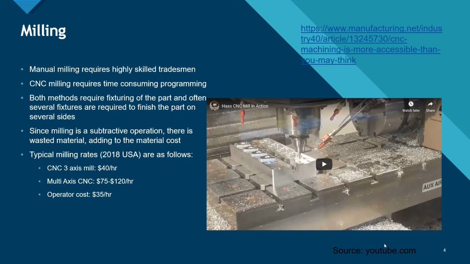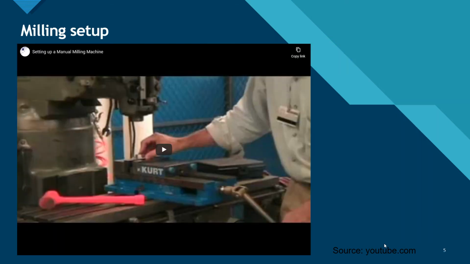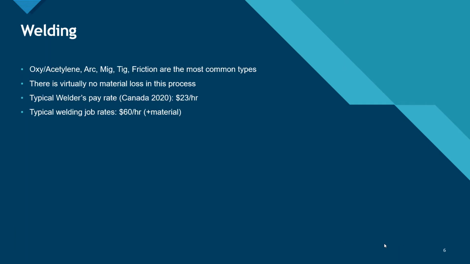Typically, shops will charge $40 an hour and up for a 3-axis mill, $75 to $120 an hour for a 4 or more axis mill, plus another $35 an hour for the operator. Adding to this is the required setup time to perform the desired machining.